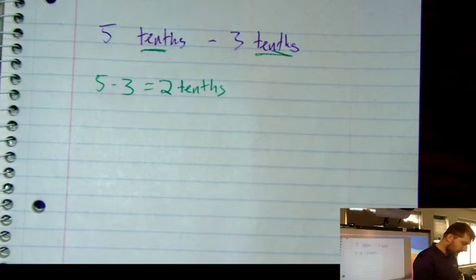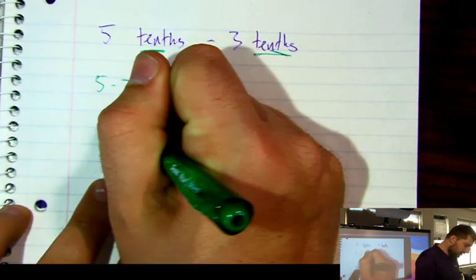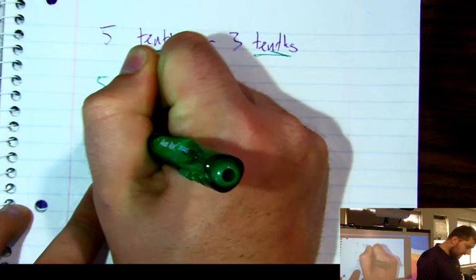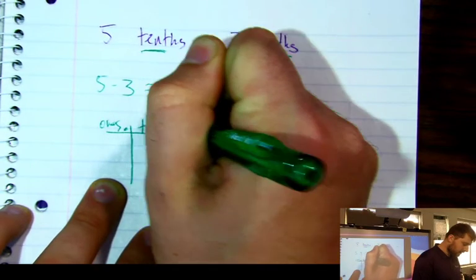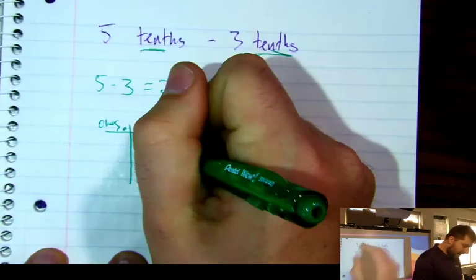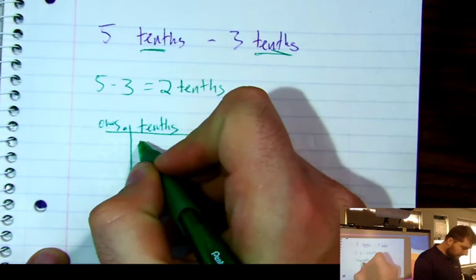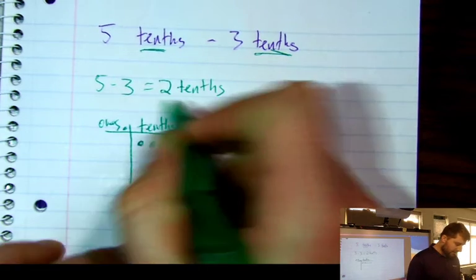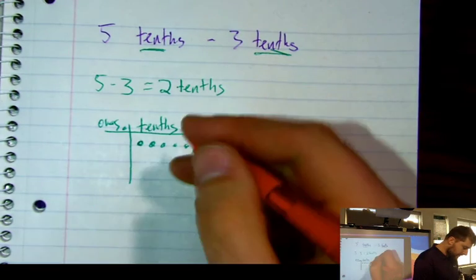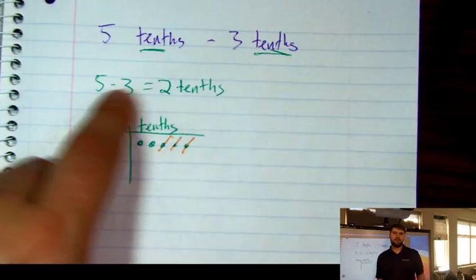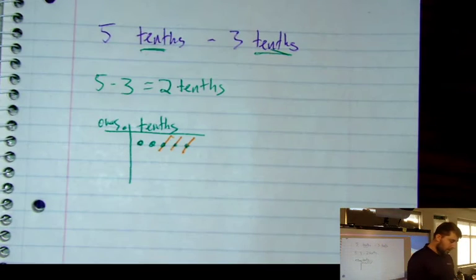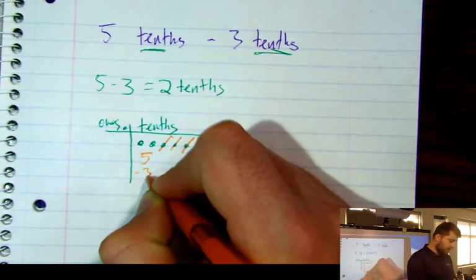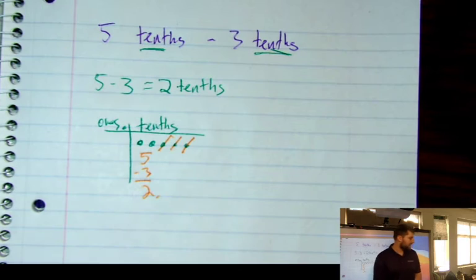Okay. Now we could draw that out in a chart as well. Our ones place is here, our decimal is here. Then we have our tenths place. And we would have 5 in the tenths column. And then we would take away 3, so we would cross out 3. And we are left with 2/10. Awesome. We could also do that with numbers. 5 minus 3 equals 2. 2 what? 2/10. Awesome. There we go.